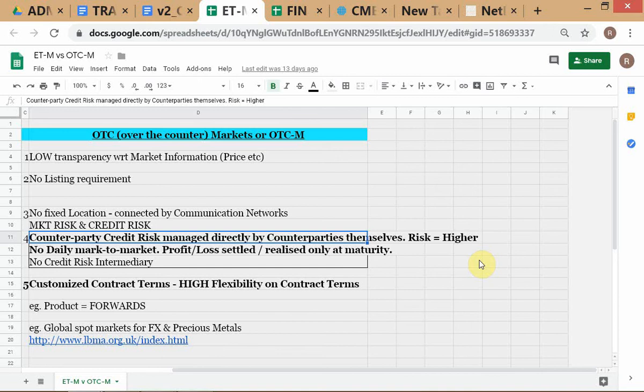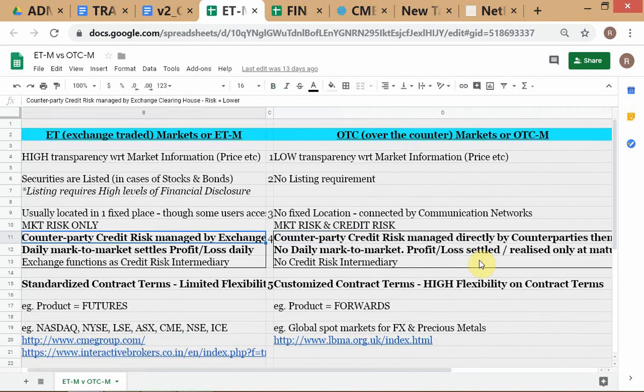So basically the bank in Sydney has nowhere to go. It has to just eat the loss. They'll sue the bank in court, but that takes a long time. Okay, but essentially they have to eat the loss. All right, so this is what it means, that the credit risk is managed by the counterparties themselves. This is clear. This is the meaning of the statement.